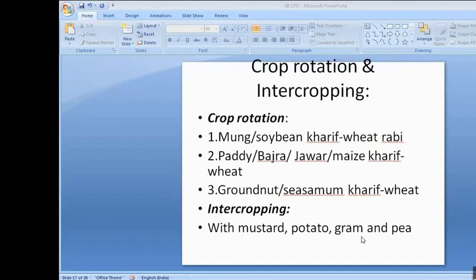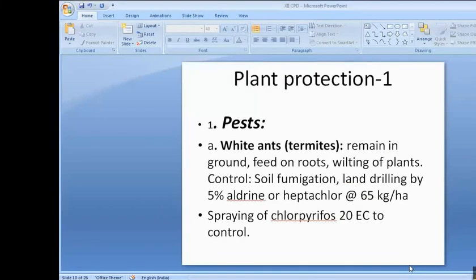Next, lastly, intercropping. Intercropping means that between the two rows of the plant, weeds grow and insects may also grow there. You have to remove that. So intercropping is to be done to control these things by cultivating other crops. For example, in case of wheat, we can grow mustard, potato, gram, or pea. For example, 4 lines of wheat, 2 lines of gram. 4 lines of wheat again, 2 lines of pea or gram. In these alternative ways we can grow the crops. That is called intercropping.